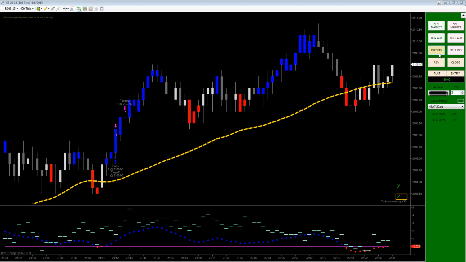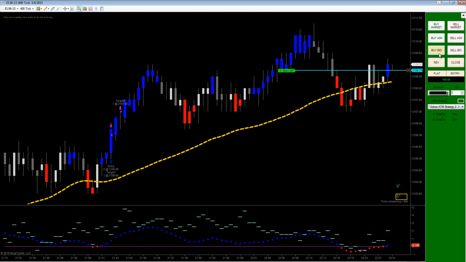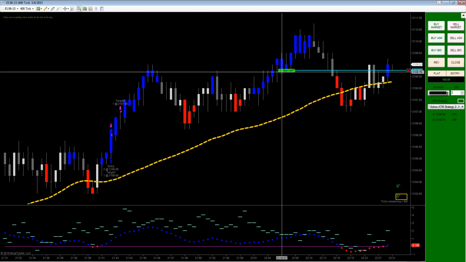Alright, here's another trade setting up. Looks like we need a blue bar and a blue dot. Then we can just hit this button and buy the bid. Let's see, let's see. Is it going to close blue? Order pending. Yep.